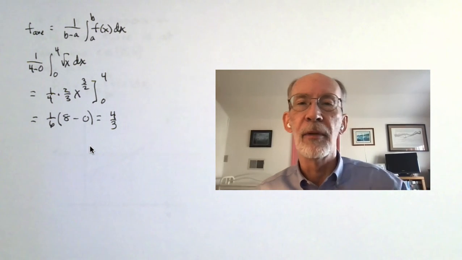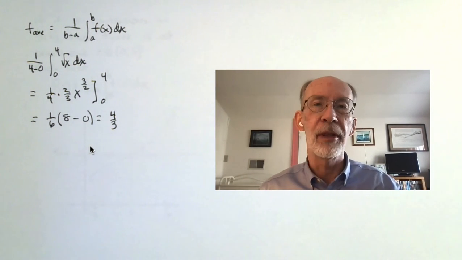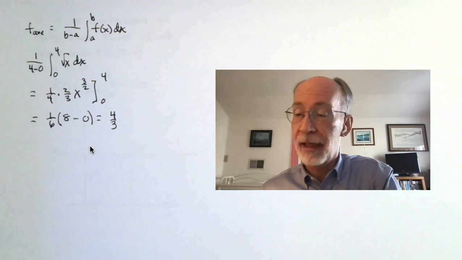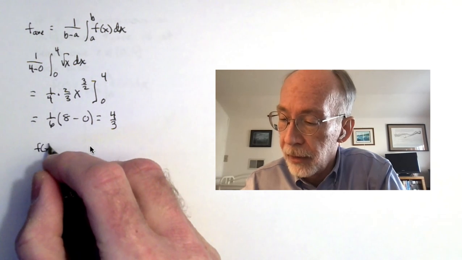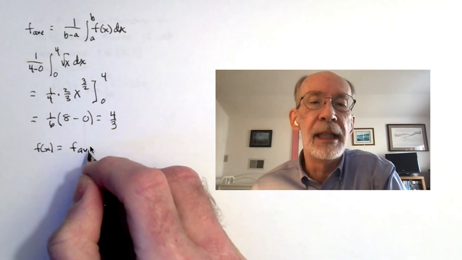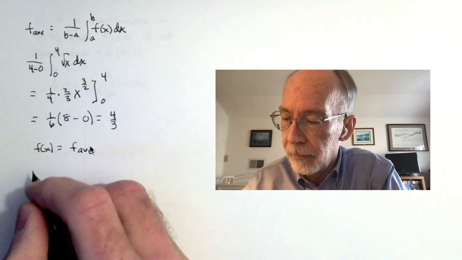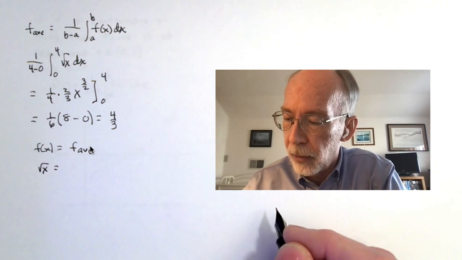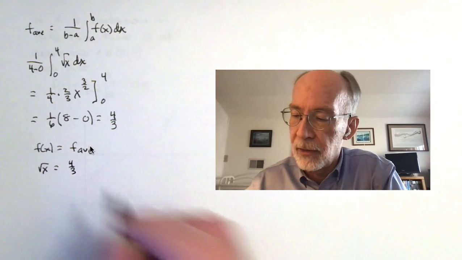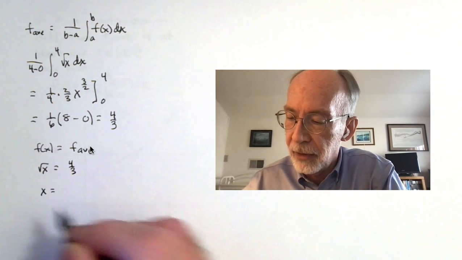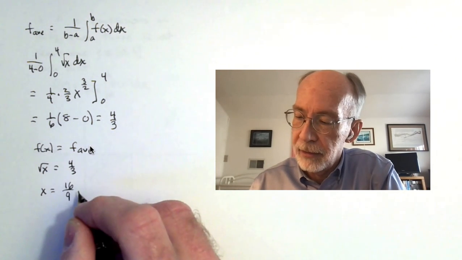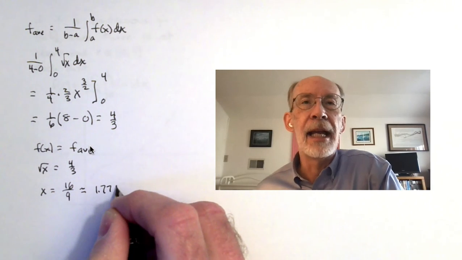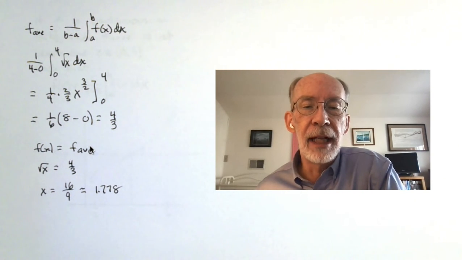Since we know the y-coordinate of the point of intersection of the average value graph with the graph of f, it should not be difficult to figure out the x-coordinate. We just need to set the function equal to its own average value. And so the function, of course, is a square root function, and the average value is 4/3. And so pretty simple equation to solve. X is 16/9. This is about 1.778. And this actually is a value between 0 and 4, which should not surprise us based on what we were saying a moment ago.